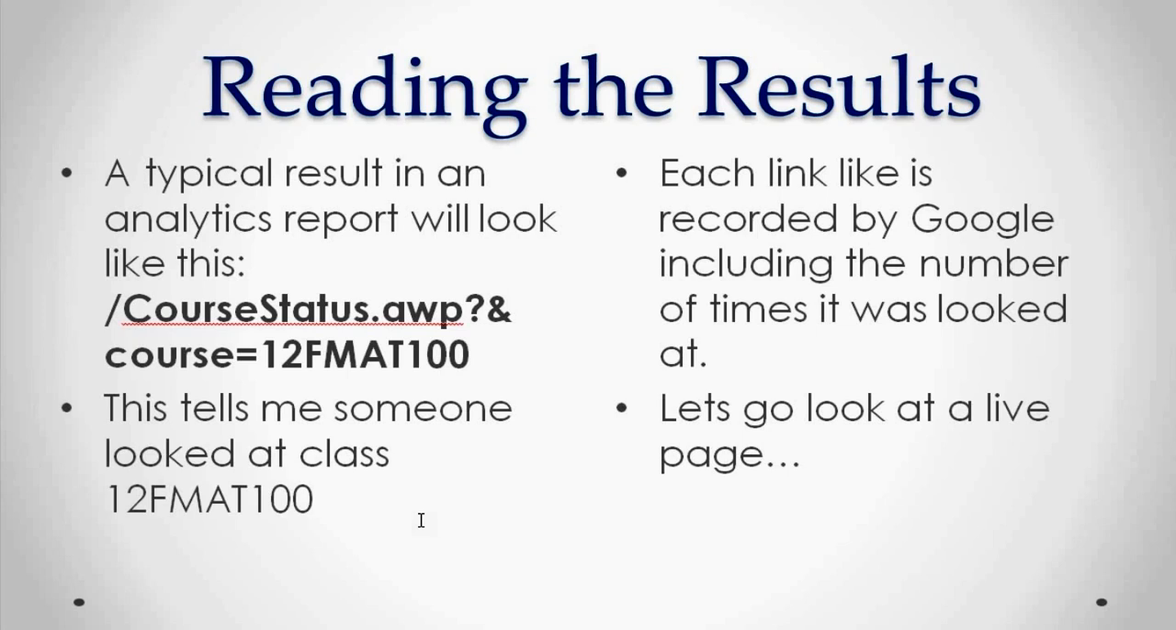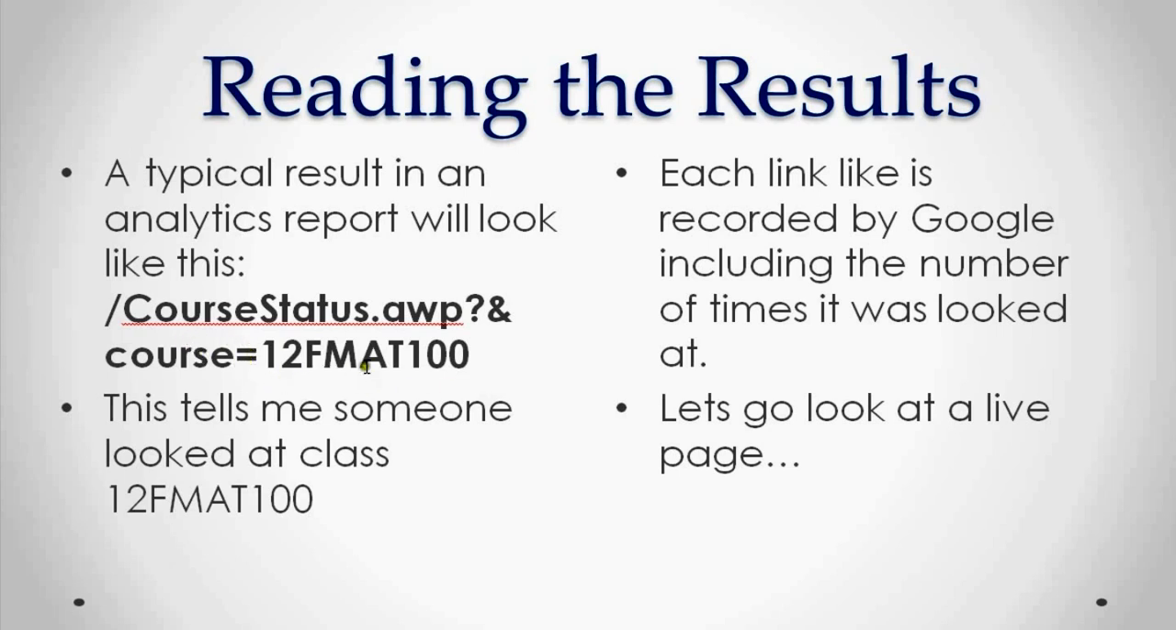The results are a little difficult to read, but are very powerful. A typical result will look like this. You will pick these out of all the other data that Google Analytics is reading off your website. When you see a line that looks like this, it means somebody has clicked on and looked at a class. The class in this example is 12FMAT100. Somebody has looked at this class.